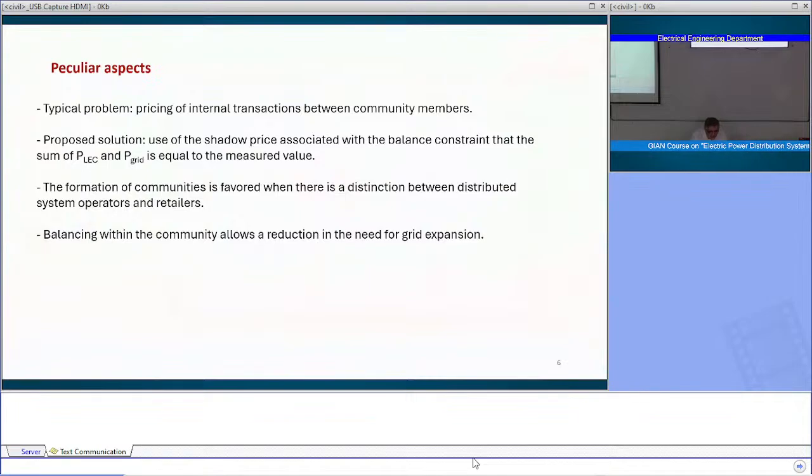Balancing within the community allows a reduction in the need for grid expansion. This is expected.